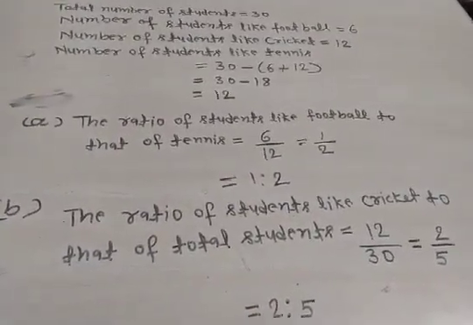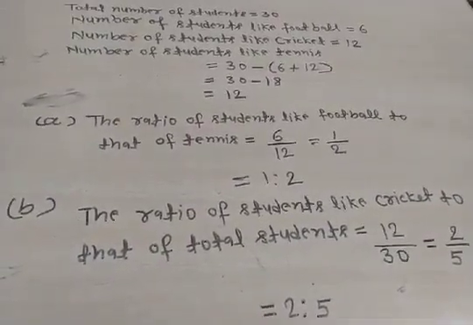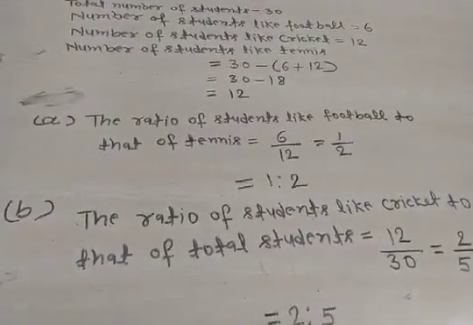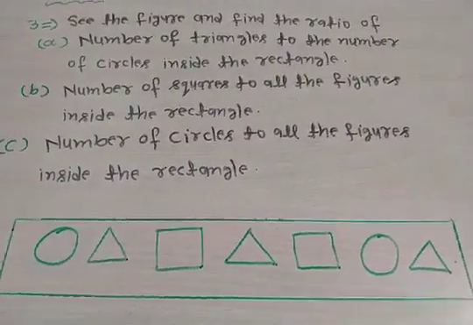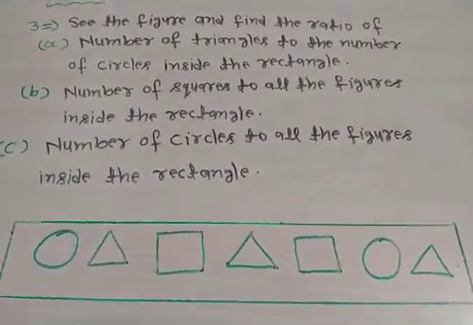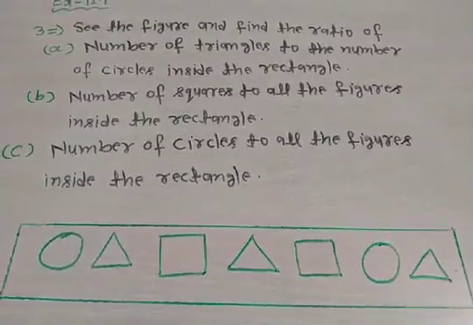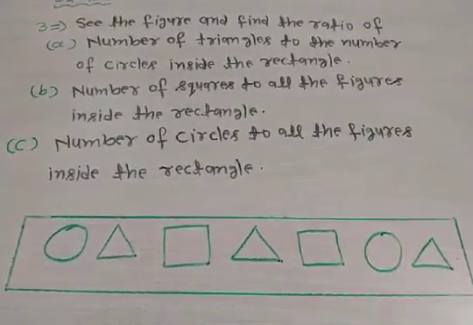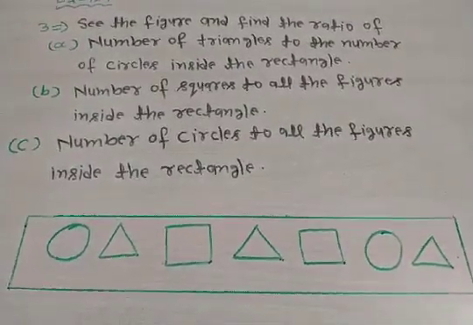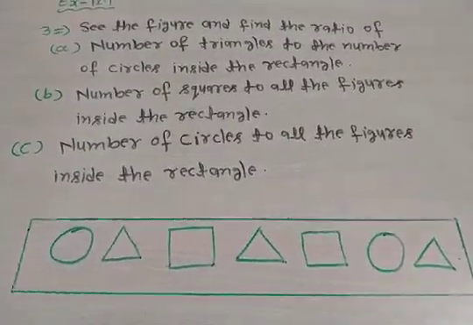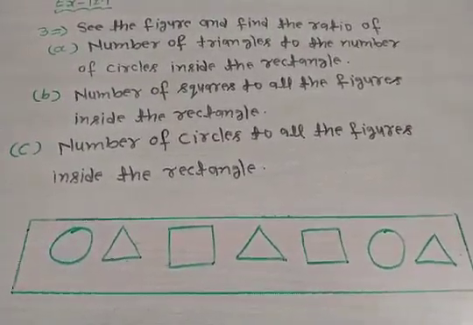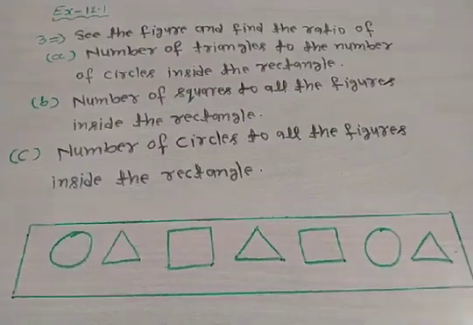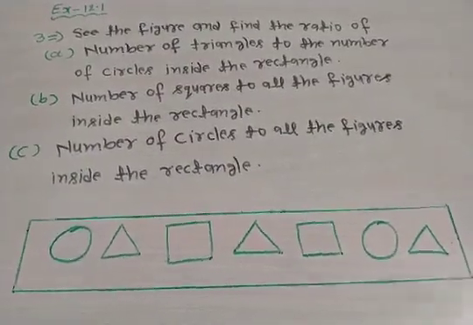Now we are going to solve question number 3 of this exercise. This is question number 3. See the figure and find the ratio of. So you can see the figure here. In these rectangles you can see 2 circles, 2 squares, and 3 triangles inside the rectangles.